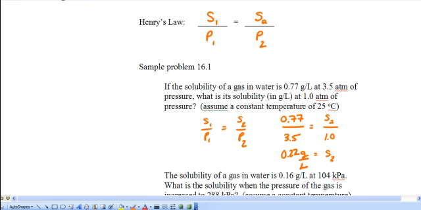Now we're starting to run a little low on time. We're going to wrap this up very quickly in the next podcast. We'll talk about why pressure is going to affect the solubility. We'll use an example of pop bottles, which I'm sure everybody's had the experience with, and then we'll wrap up the second part of sample problem 16.1.